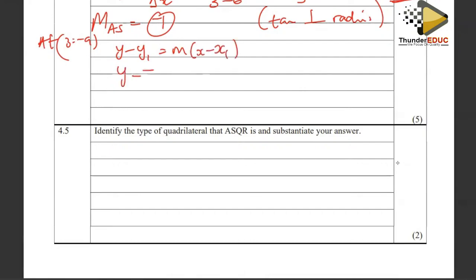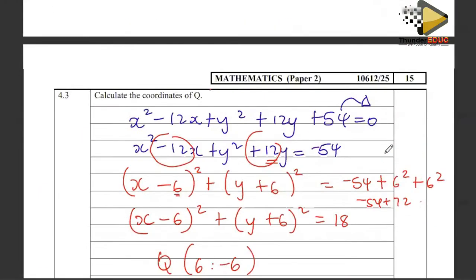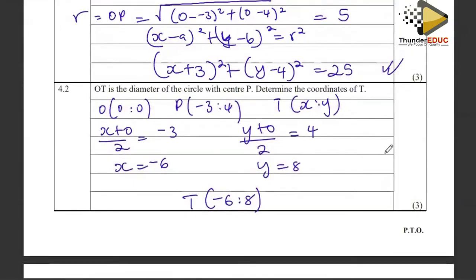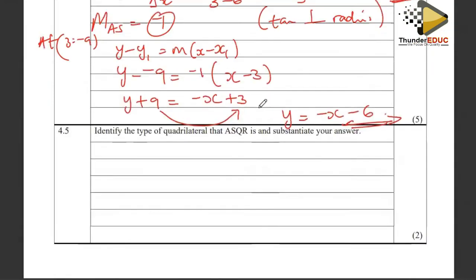So y minus minus 9 is equal to negative 1 into x minus 3. Let's open up. That's going to be negative x plus 3. Let's move this one that side, meaning that our y is going to be negative x minus 6. So that is how I would have obtained those 5 marks. Okay, so if I've left out something, please just slot it in the comment section and let's continue cruising.